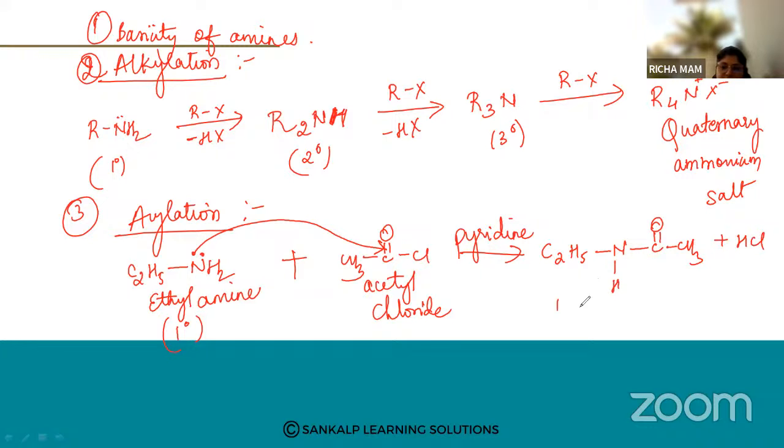So what I'm going to get is N-ethyl ethanamide, or you can say N-ethyl acetamide. This can also be the name given. Okay, fine. So this was the acetyl acylation.